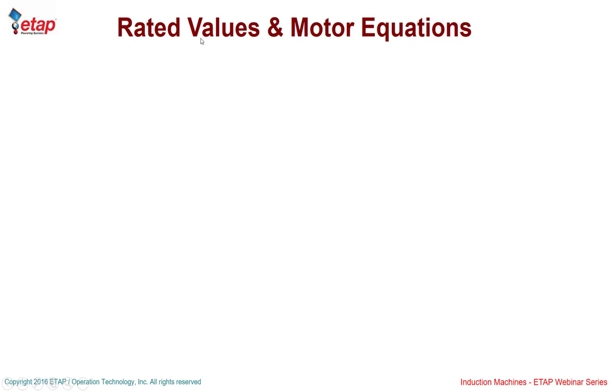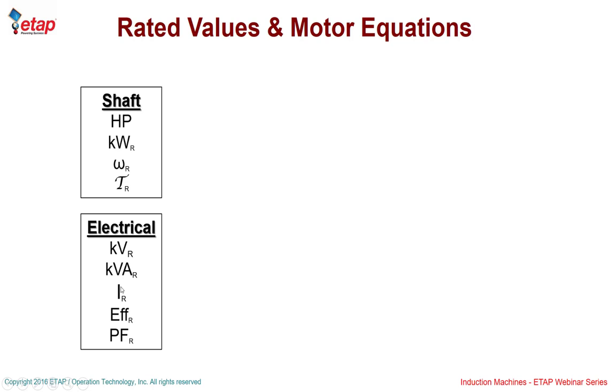The next is rated values and motor equations that we want to discuss. On the shaft, you either have horsepower or rated kilowatt, and that depends on if you are buying equipment from the US or Europe. Europeans use IEC, rated kilowatt, and these are the shaft powers. And you have rated speed and rated torque. On the electrical side, you have rated voltage, rated kVA, rated current, and rated efficiency and power factor. But essentially, these are efficiency and power factor at full load.